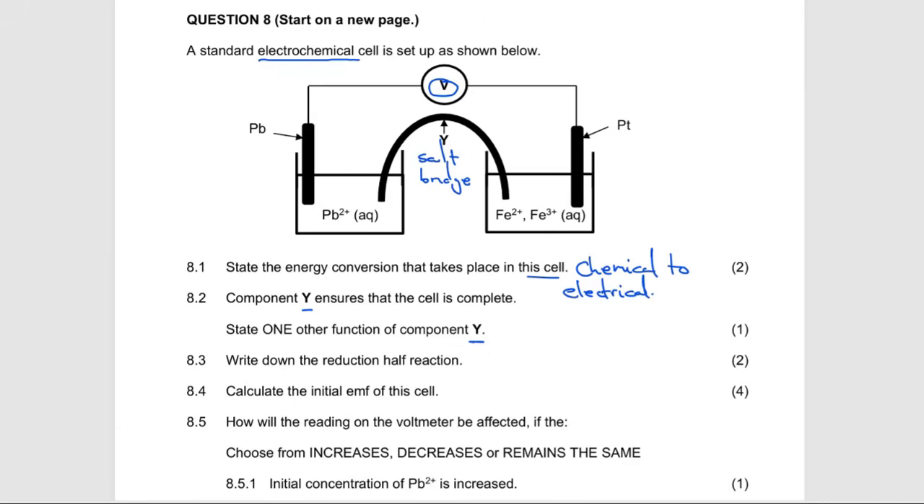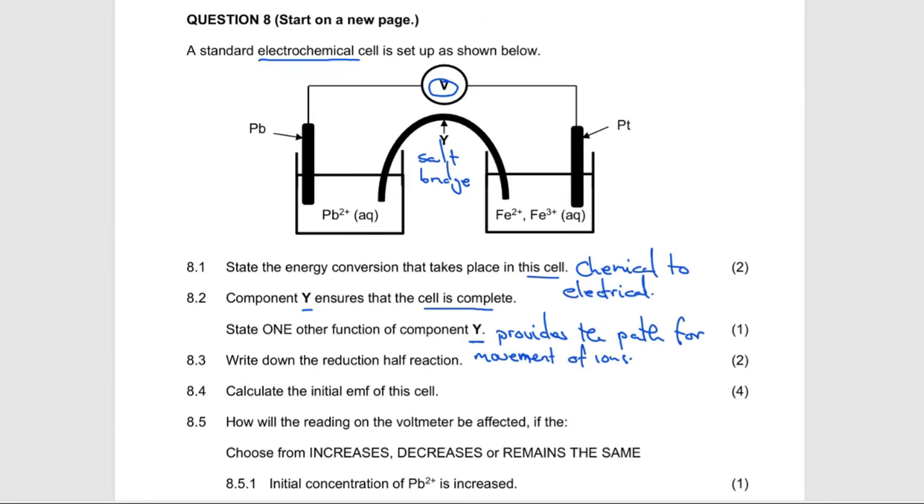So the other one there, since we're given the first reason, which is to complete the cell. Then the other reason is that it provides the path for movement of ions, right? So it provides the path for movement of ions, right?